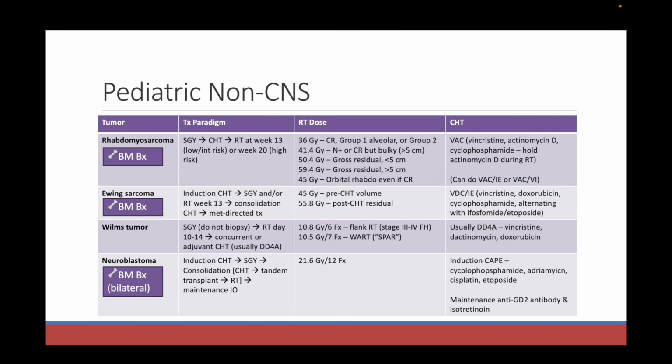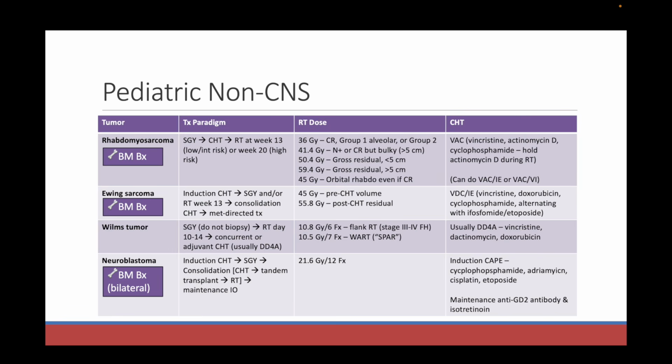One last pearl that applies to every site in pediatrics, no matter where you're treating. Whenever the vertebral bodies are going to be getting any amount of radiation dose, you want to make sure that the levels of those vertebral bodies that are getting radiation are homogeneously covered. So for example, if you're doing CSI, you want to make sure that all of the vertebral bodies are receiving a homogeneous dose, so a minimum dose of at least 18 gray, for instance.